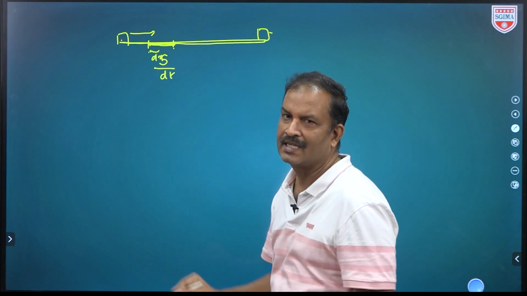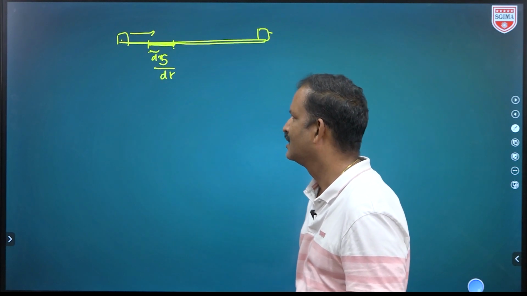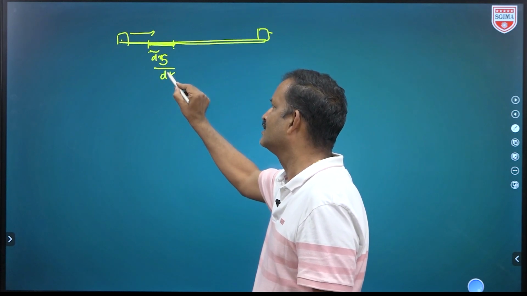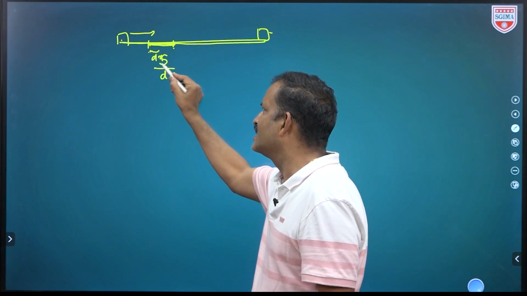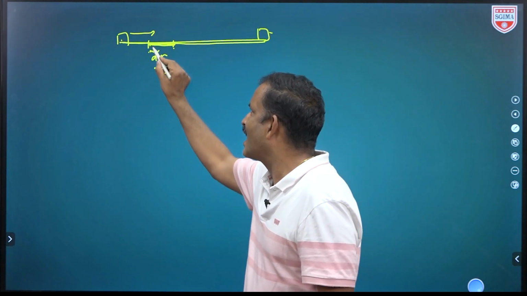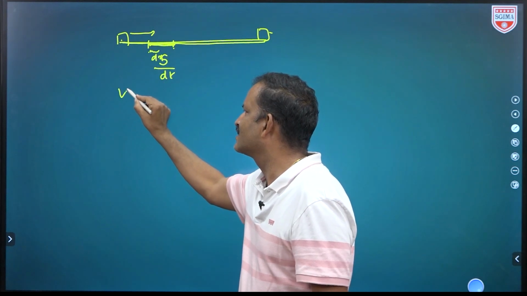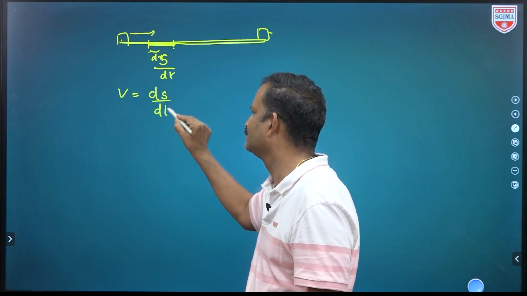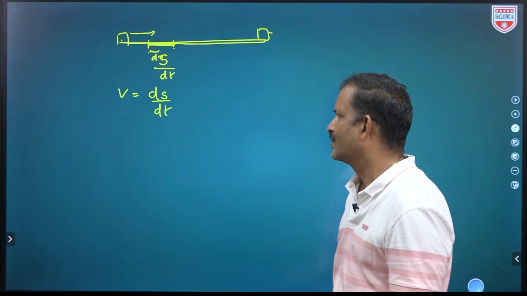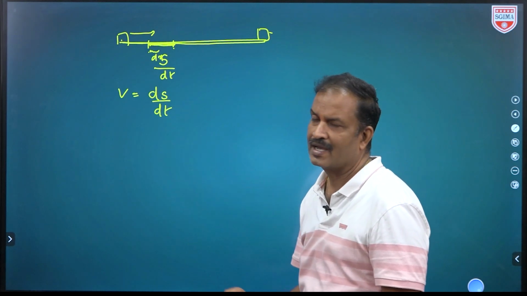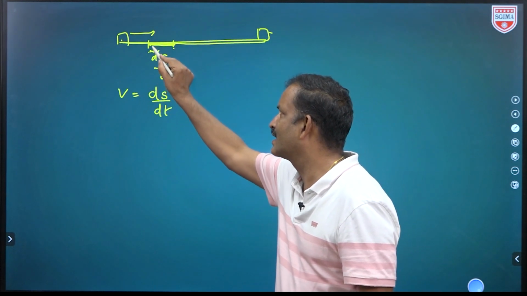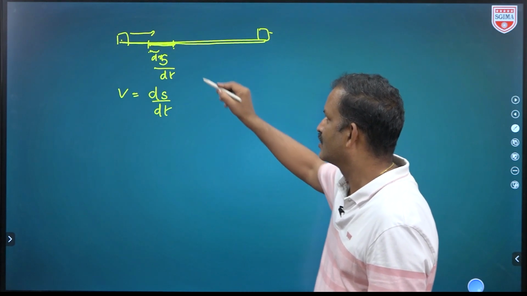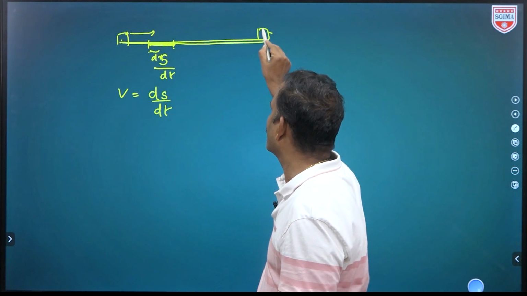This time interval is dt. This dt should be very, very small. In this particular small time interval, the displacement of the body is ds. Then the velocity at that time is the instantaneous velocity. That instantaneous velocity is equal to ds by dt. That means differentiation of displacement gives velocity at that instant. Suppose the body has travelled from this point to this point.